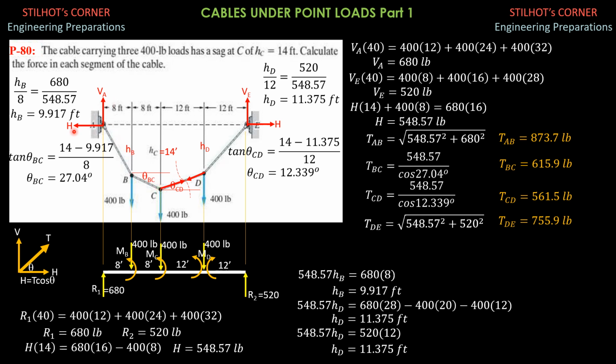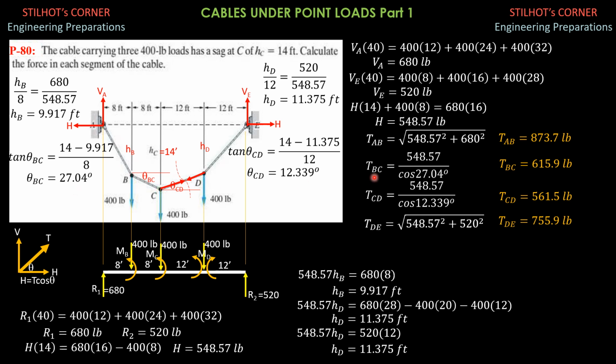Since we already computed H and VA, by similar triangles, HB as to 8 feet equals VA 680 as to H, which is 548.57. So HB is 9.917 feet. Therefore, tangent of theta BC is 14 feet minus HB 9.917 divided by 8. So theta BC is 27.04 degrees.